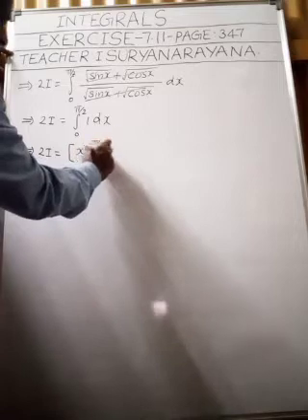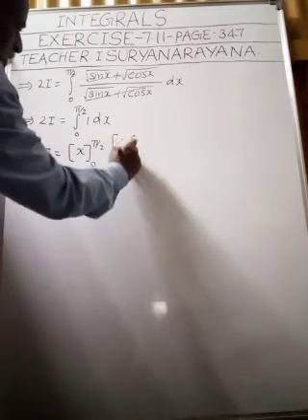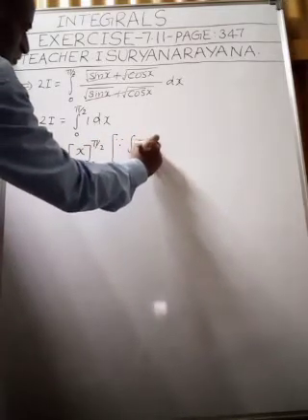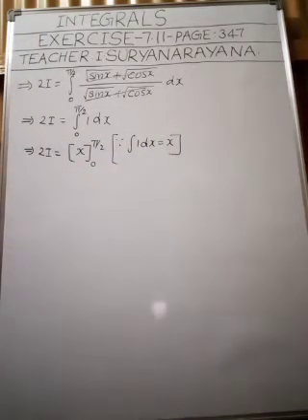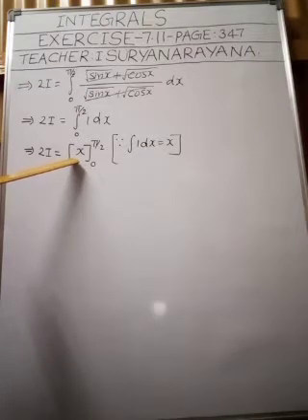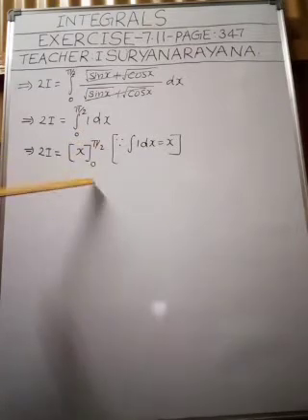Limits 0 to pi by 2, because integral 1 dx is equal to x. By using this formula, we got this part. Understood this step, my children? Limits 0 to pi by 2.